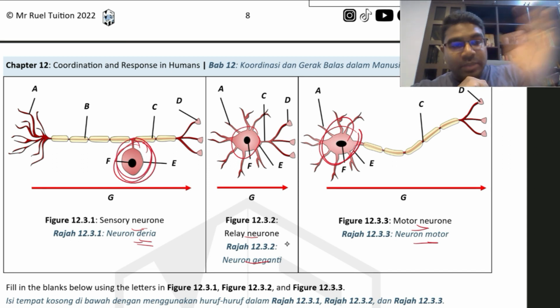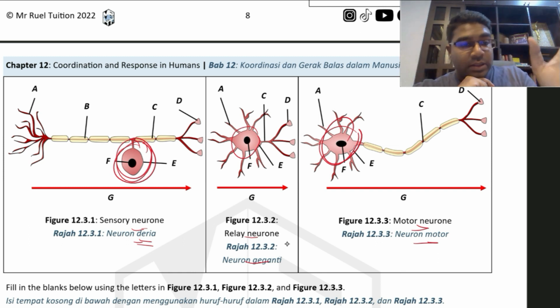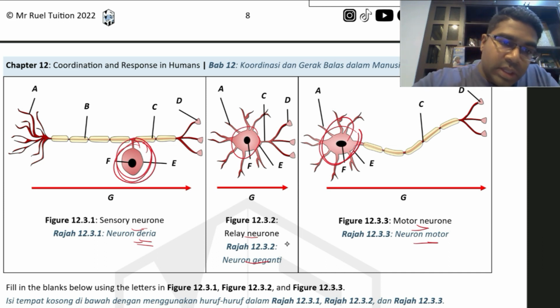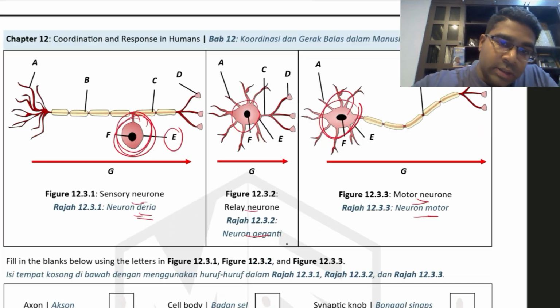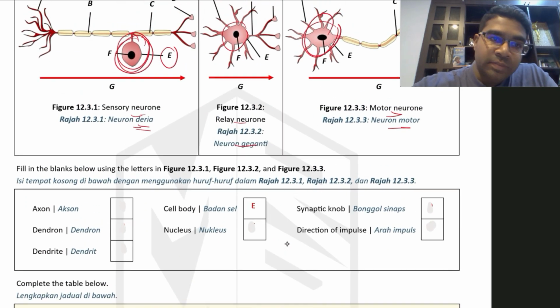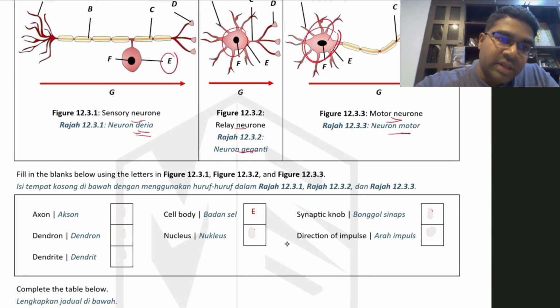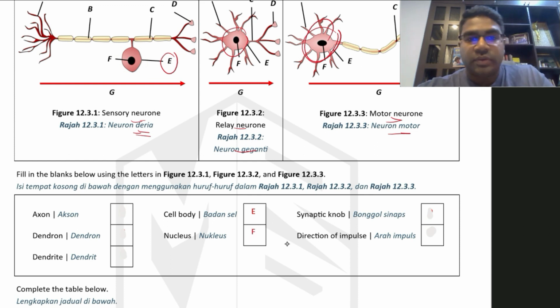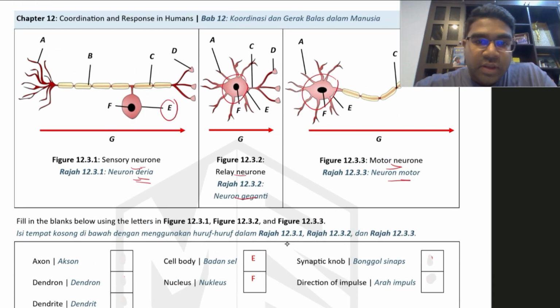Bukan di tengah-tengah lah, tapi di antara dua hujung dia. Bukan di hujung, not at the end. It is in between the two ends, not exactly in the middle. Okay, so ini E ialah badan sel. The cell body is E. Okay, so di dalamnya F ini ialah nucleus, of course. F ialah nucleus.